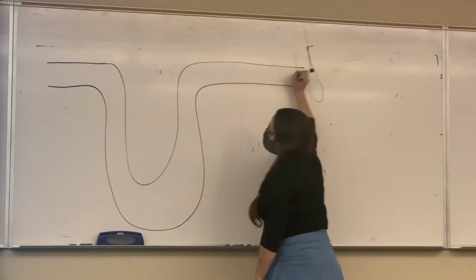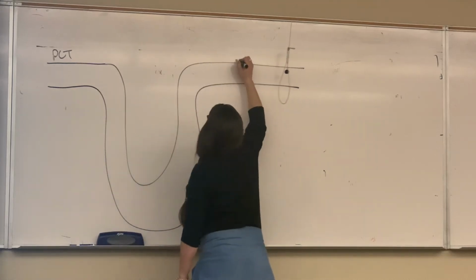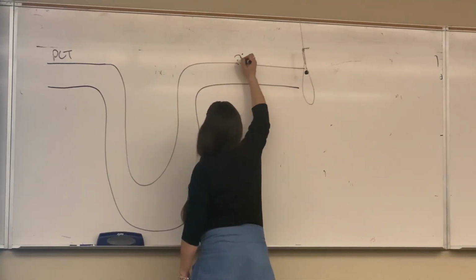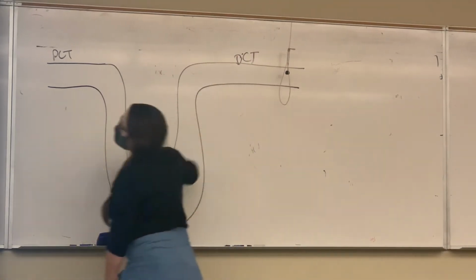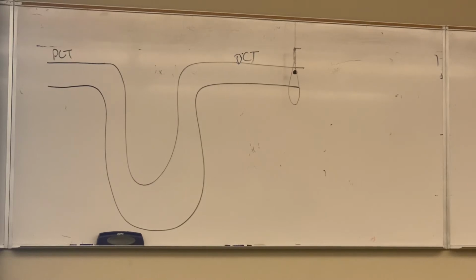Now, when you look at the loop of Henle, the way I drew it is not accurate. Let's look at how it really looks, and I'll tell you why I didn't draw it that way. So, I'll come back to this slide in a minute. Here's our loop of Henle. You've got a descending limb and an ascending limb. Each limb has what's called a thin segment and a thick segment. I didn't draw that part, but let's see what it looks like.